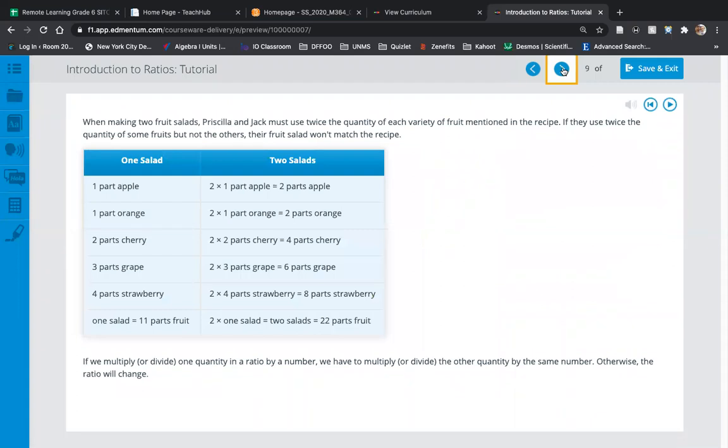So this example over here, it says when making 2 fruit salads, Priscilla and Jack must use twice the quantity of each variety of fruit mentioned in the recipe. So remember that recipe for the fruit salad is over here on the left-hand side, right? But she wants to make double the recipe because they're expecting more people to come. So it originally called for 1 part. Remember, what was a part? Does anybody remember?